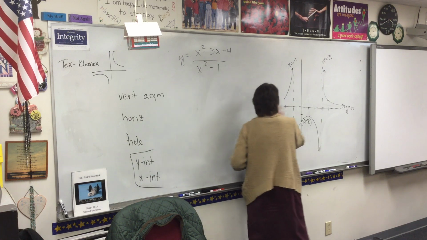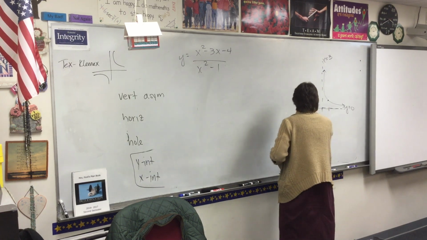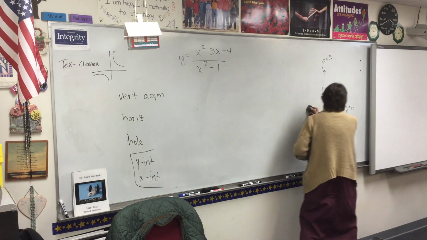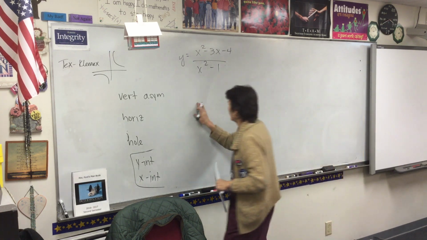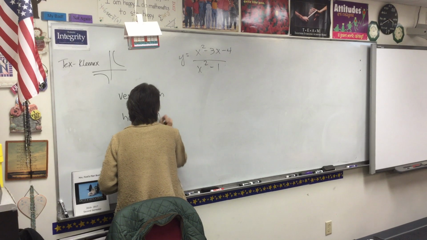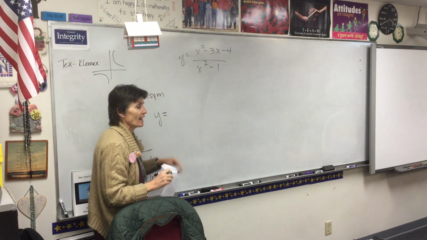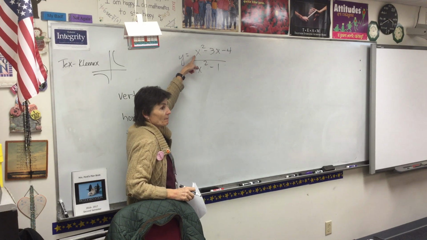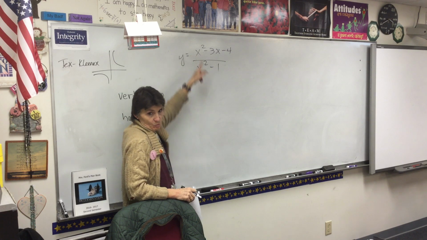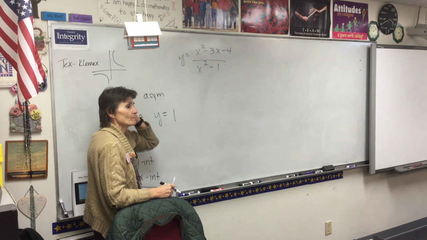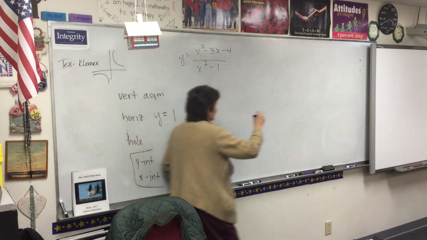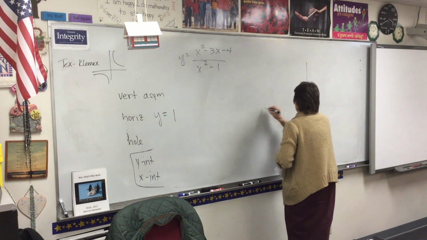Is there anything you notice right now that you want to take care of? There is going to be a hole, but even before I get there, I'm going to do my horizontal asymptote. What can you tell me about my horizontal asymptote? 1. It's 1. Would everybody agree with that? X squared over x squared? So I'm going to have a horizontal asymptote at 1.